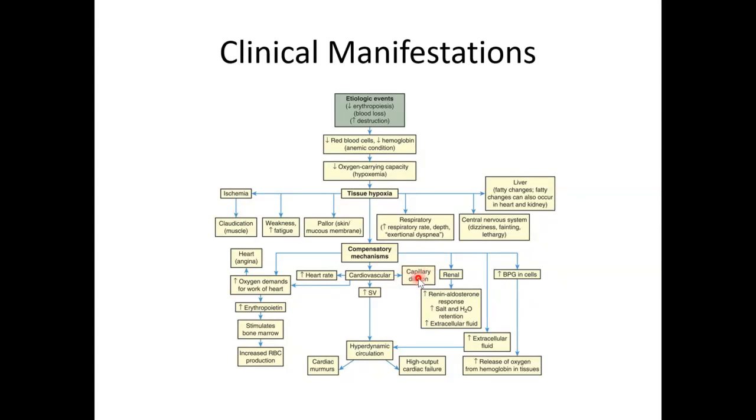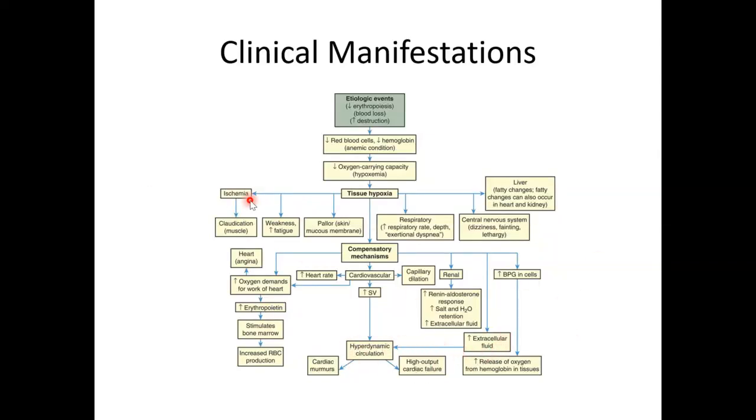Capillary dilation, blood pressure can start going down. Renal compensation, we'll talk about this. We've already actually talked about it as far as the renin and aldosterone response. And that is because, not necessarily because of anemia, but because of low blood volume. So maybe some capillary dilation can cause low blood volume, and hence that's when we get the renin aldosterone cascade started.